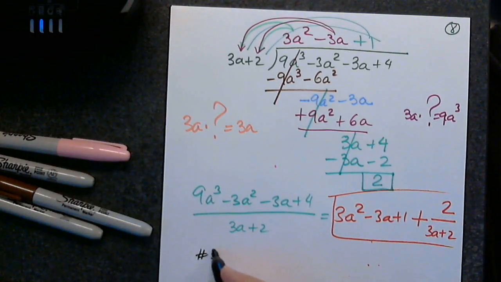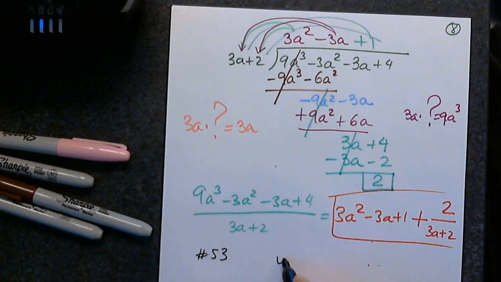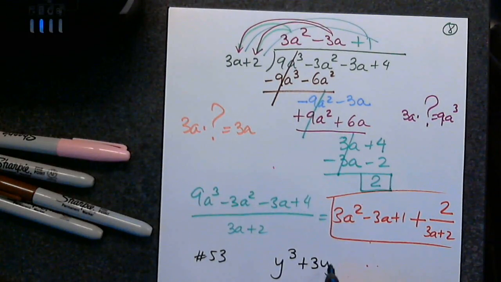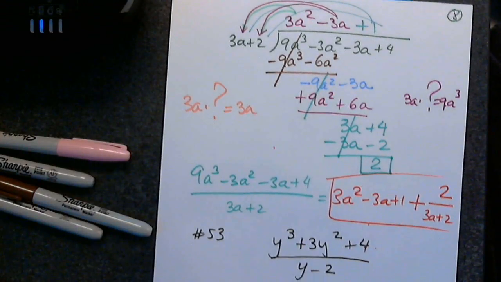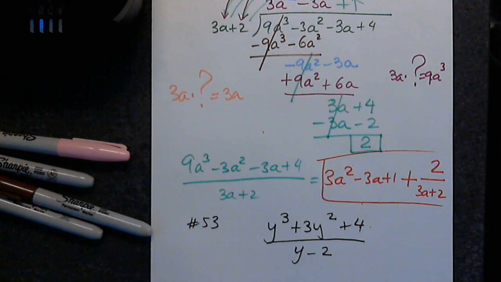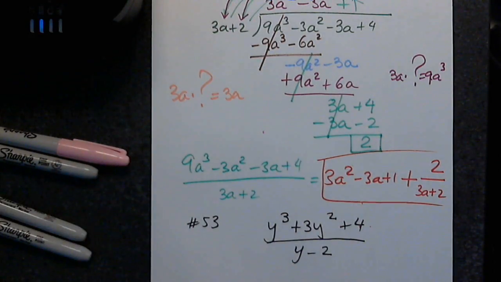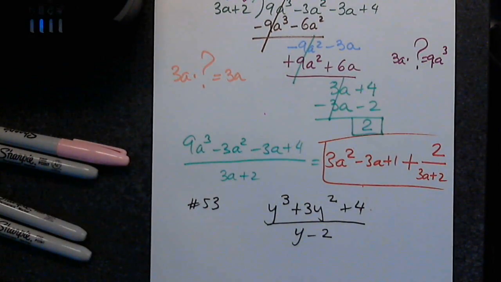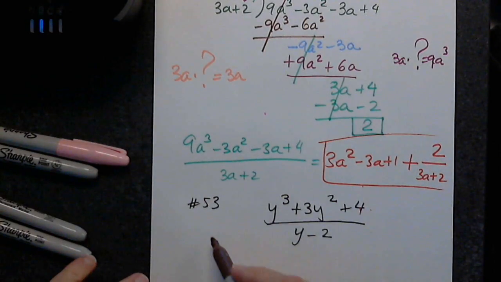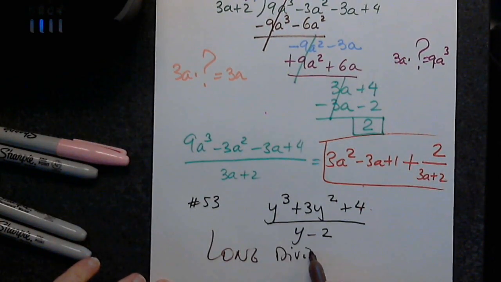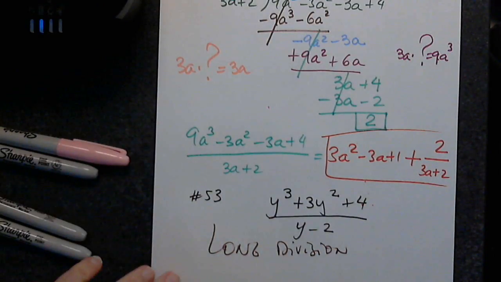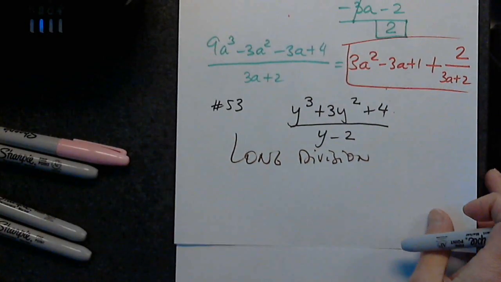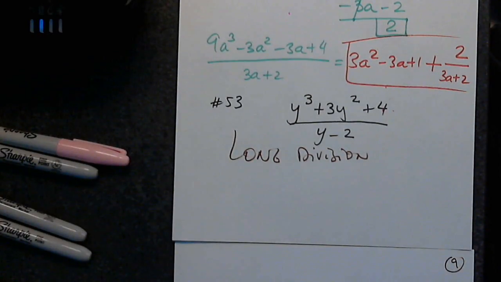y cubed plus 3y squared plus 4, everything divided by y minus 2. Okay. Can I use the first type of division or the one that is called long division? Can I use the first one and split the fraction? No, because the denominator has 2 terms. Very good. So then I have to use long division.